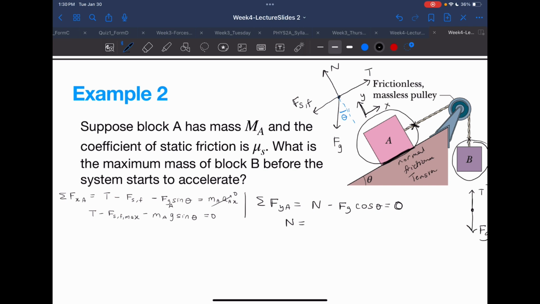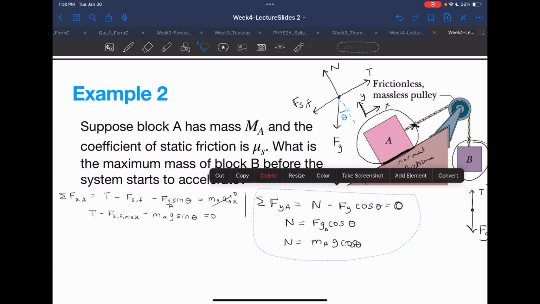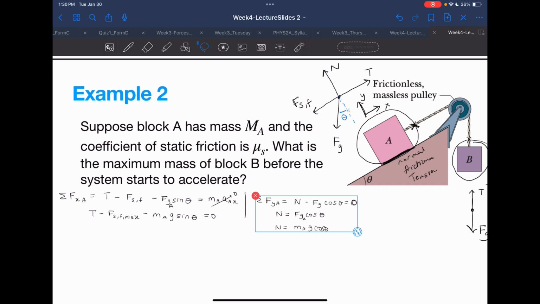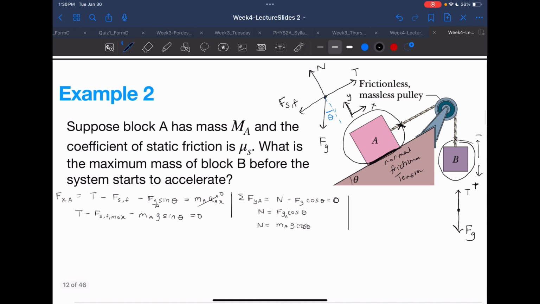that the normal force is equal to Fg times cosine of theta, and this is Fga, so that is equal to the mass of block A times g times cosine of theta. Alright, now we've used the sum of the forces in the y direction for this block. We still have the sum of the forces in the y direction of block B to help us out.